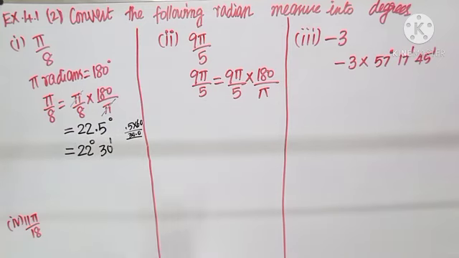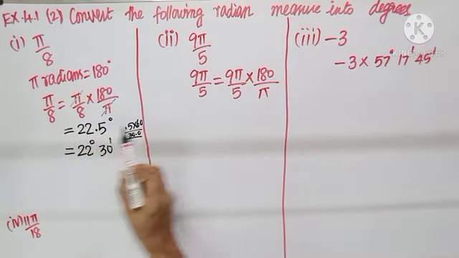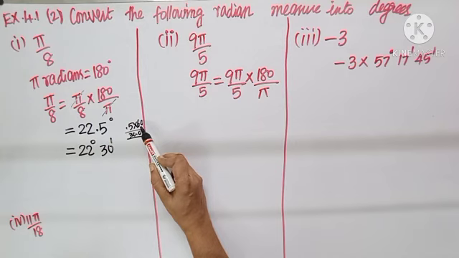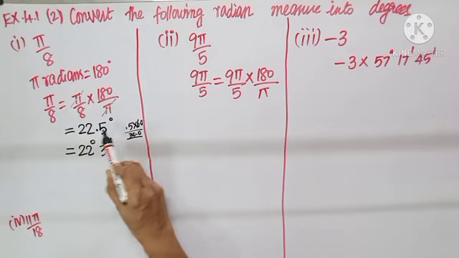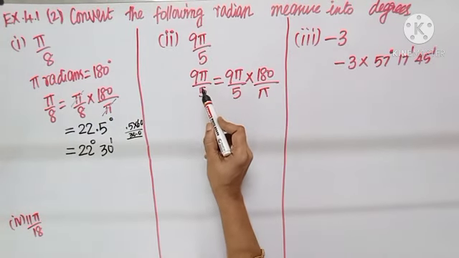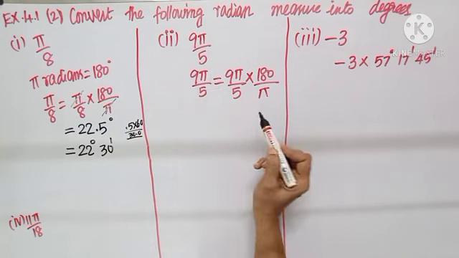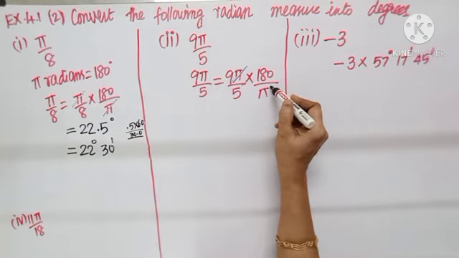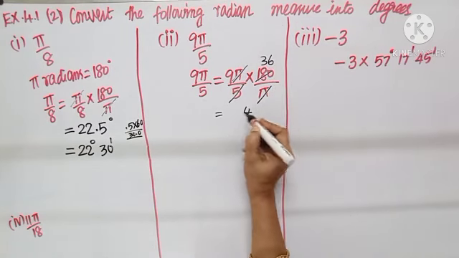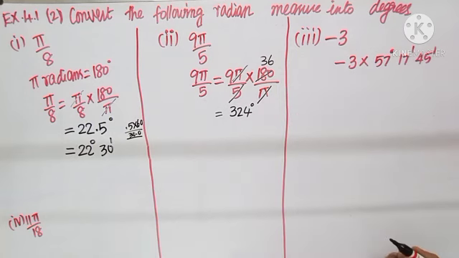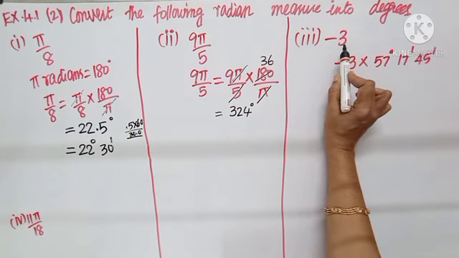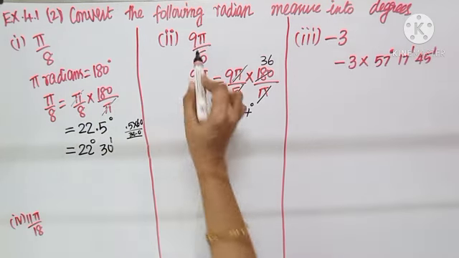22.5 degrees. Another way: 0.5 multiplied by 60, we get 30. So 30 minutes. Why do I multiply by 60? 1 degree equals 60 minutes. The second question, same pattern, 9 pi by 5 multiplied by 180 by pi. Pi cancels. You can cancel 5 also here. Multiply and write the answer. So we get 324 degrees. Third problem, minus 3. Usually here pi is given.